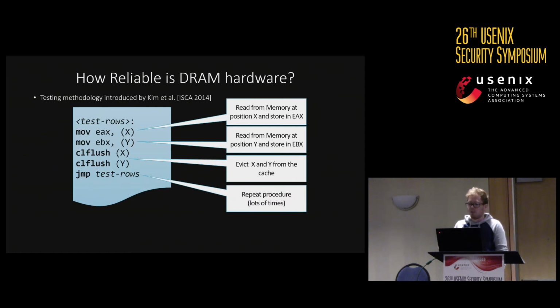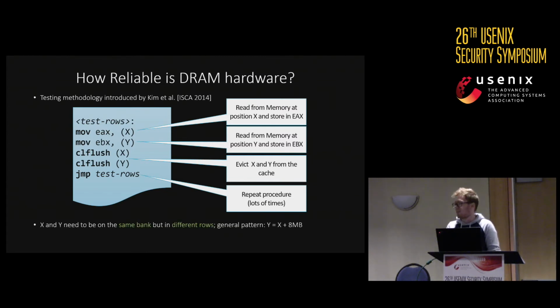Upon repeating the procedure, each memory access will go directly to the DRAM hardware rather than being cached in the processor. For testing the DRAM hardware, this is actually necessary, right? Otherwise, the DRAM module won't actually see the accesses if we don't do the flush. Now, finally, to actually hit the same bank, these two addresses need to be exactly 8 megabytes apart. This is the general pattern that Kim et al. specified in their paper. And obviously, in order to test this, we want the addresses to be in the same bank.